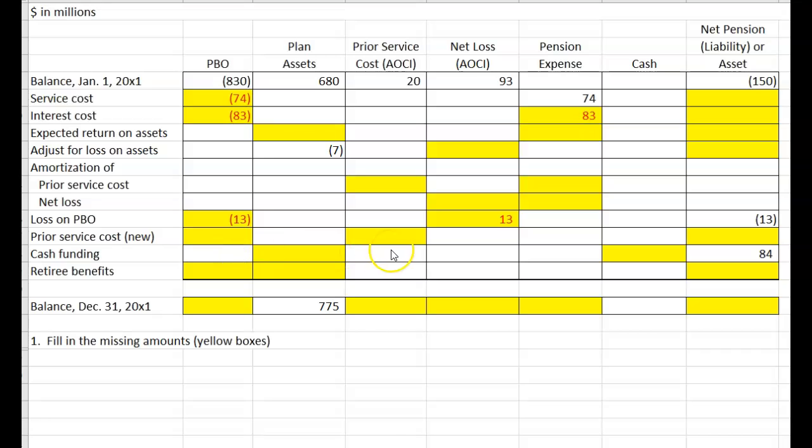Go ahead and record those numbers, then start the video again to check your work. We should put a $40 million credit in the PBO column and a $40 million debit in the prior service cost AOCI column.